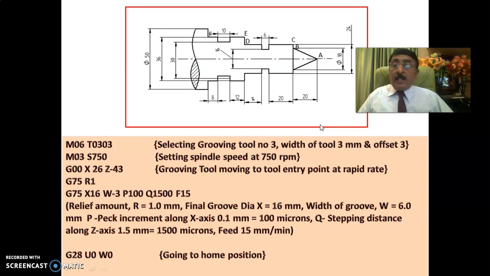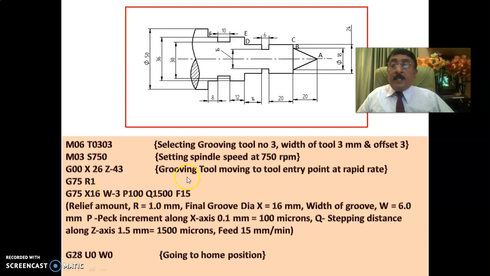Now you see here, X26 where Z minus 43 it comes. G75 R1: after every cut it goes back by a distance of 1 mm. It is peck cutting actually, it cuts radially. G75 is the grooving cycle, and R1 is going back by 1 mm. Now G75 X16 is the final depth of cut you want. If the final depth is 16 mm, you write X16.